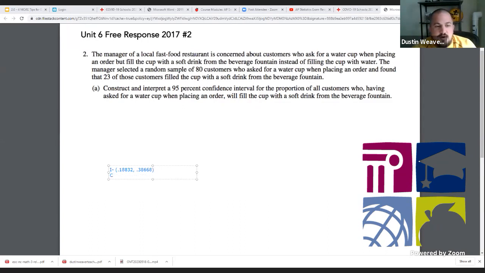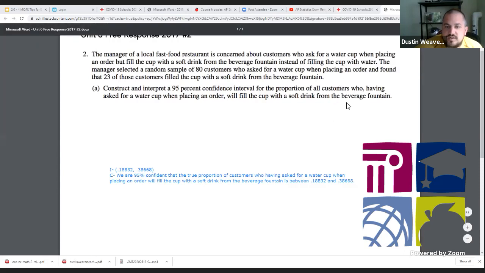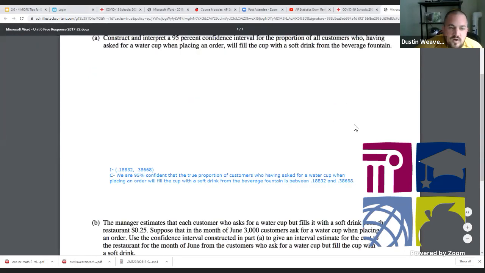And I can now interpret that. So my interpretation of that in part C is that we are 95% confident that the true proportion of customers who, having asked for a water cup when placing an order, will fill the cup with a soft drink from the beverage fountain is between 0.18832 and 0.38668. Okay, or you could say it's contained in the interval. Either way would be fine. Okay, so either one of those would work, and that would be your answer for part A.